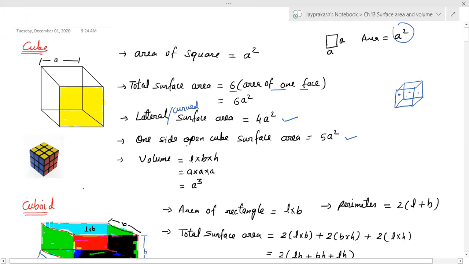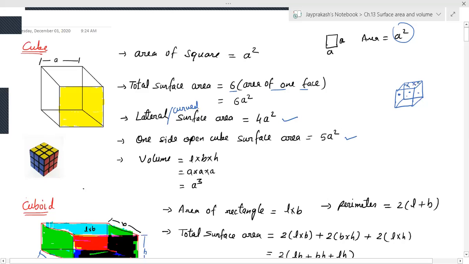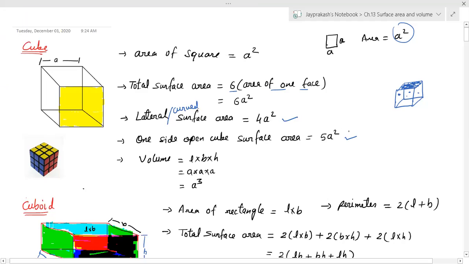Then the next one is the one side open surface area. If we talk about the one side open surface area, that means we have to neglect one side. So we are removing this top portion. When we are calculating the total surface area, we have 6A square. Now we are removing one surface, the top. So we have remaining 5A square.